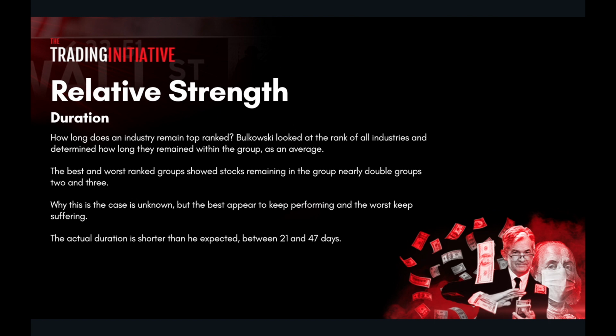The actual duration is shorter than he expected, between 21 and 47 days, which honestly was a lot shorter than I thought as well. But that's perfect for a swing trader, if you think about it. If the top-ranked industries continue to outpace all of the other industries for the average of between 21 and 47 days, that is legitimately the swing trade sweet spot. You cannot get any better than that, actually. And on top of that, if you're buying options and you're looking at that 45-plus DTE, that's even better. That's more ammo for you.